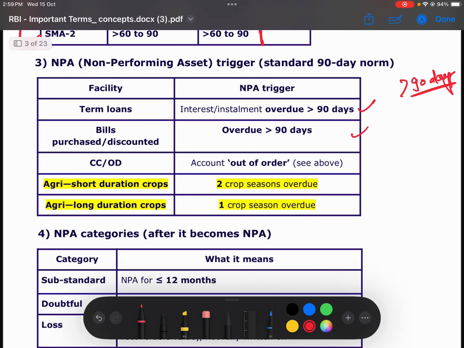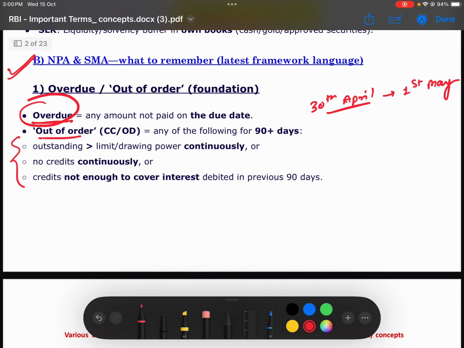One exception is there: CC, cash credit or overdraft accounts. In those cases, it is if the account is out of order. The out of order definition is given here. Suppose the outstanding amount is more than the limit or drawing power continuously, or there are no credits in the account continuously, or credits are not enough to cover the interest debited in the previous 90 days. Then it will be called out of order.